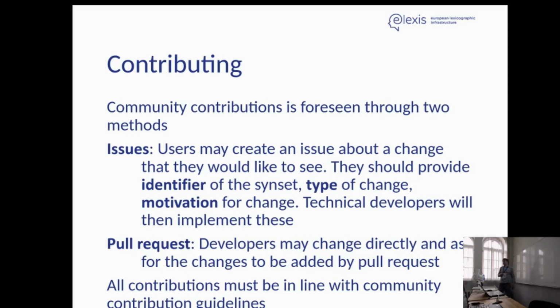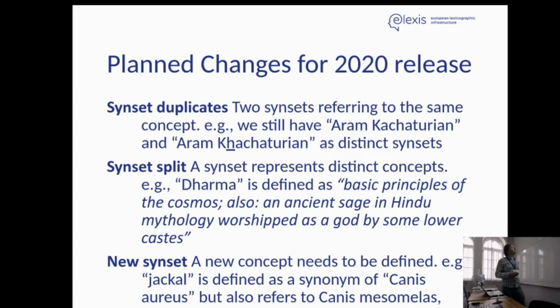But if you are more technical, you can simply directly make the change and ask it to be pulled using the pull request mechanism of GitHub. And there are lots of guidelines about community contribution that we've written to try to make sure that people don't make overly political changes. So we'll see. So what are the kinds of things that we're going to change? Well, we find that there are all kinds of issues in WordNet. There are lots of cases where there are synset duplicates.